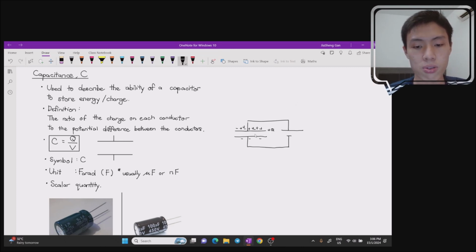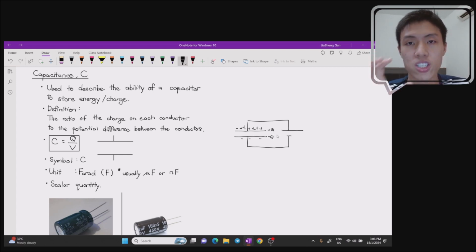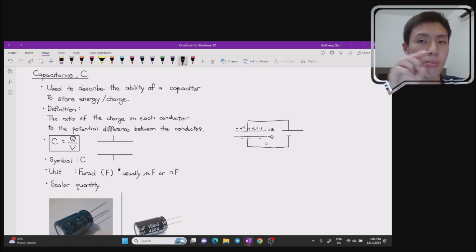If you look at the bottom plate, it has more negative charge than positive charge, so the lower plate has become a negative plate. The charge stored in the lower plate is negative. So essentially there's charge stored in this capacitor, and this is the idea of what it means when we say it stores charge. It means that some amount of charge has moved from one plate to another plate, so the amount of charge stored inside the capacitor is equal to Q.